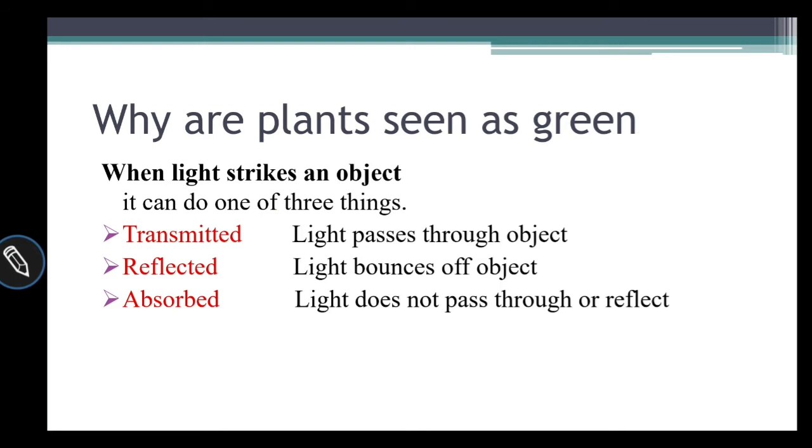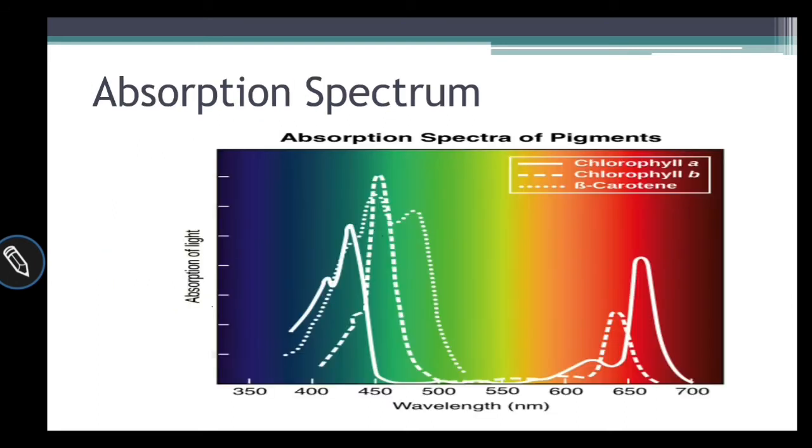So transmission means what? Light passes through the object. Reflection means light bounces off the object, and absorption means light does not pass through or reflect. So if we observe this graph, what happens?